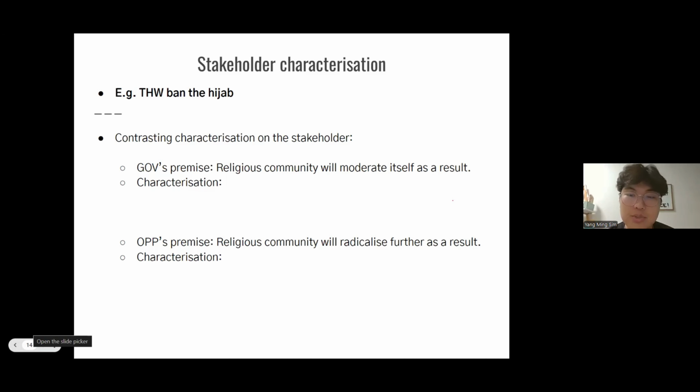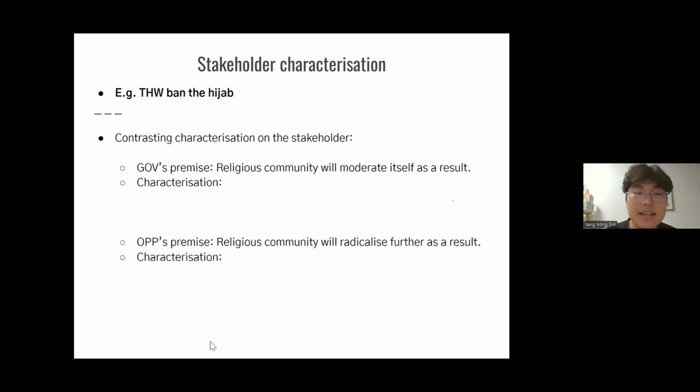Opp's premise is that religious communities will radicalize further as a result. They characterize banning the hijab as the biggest part. The hijab is the fundamental of life for Muslim women. It's what makes someone Muslim. The equivalent of telling someone to not have a hijab is equivalent to telling them to not wear clothes in public. These are important parts of a religion that individuals care deeply about, and they will not let go of the significance of this particular item just because the government tells them to stop wearing it.